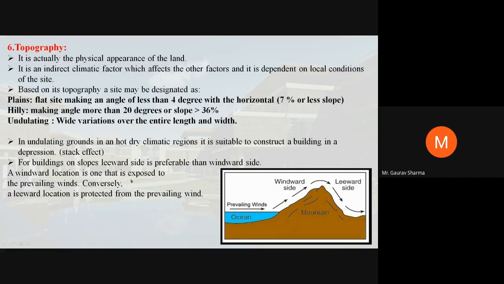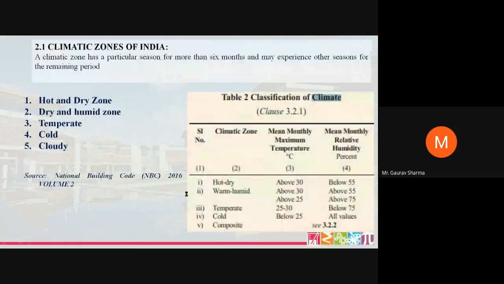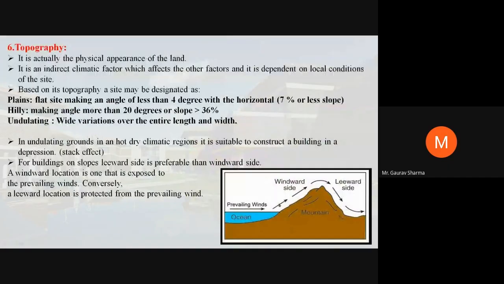A windward location is one that is exposed to the prevailing wind, or which is directly facing the winds. Okay, conversely a leeward location is protected from the prevailing wind. Okay, so these are different formations due to the geography of the area.